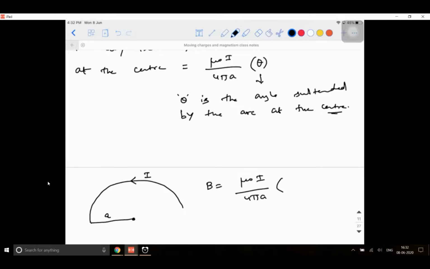In the place of theta, for a semicircle, what should I write? Pi. That's it. This and this will get cancelled. It is mu naught I divided by 4a. See, the answer is same, but the logic is different. The logic you people would have used is, for a circle it is becoming half, so I write it as half of the initial value. But I'm trying to write it in terms of angle because this formula will save you whenever you have an angle other than pi or something, like 2 pi by 3 or 120 degrees or something of that sort.